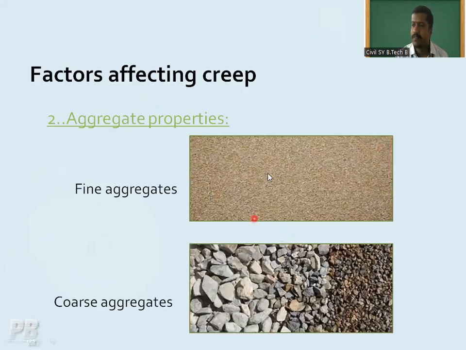So for fine aggregates and coarse aggregates, both, we have to consider physical properties like specific gravity, water absorption, soundness, then toughness, hardness and crushing strength of the coarse aggregate, then grading of the fine as well as the coarse aggregate. All these properties we need to consider because they play a vital role in the formation of creep. We have to consider all these properties at the design of our concrete mix.